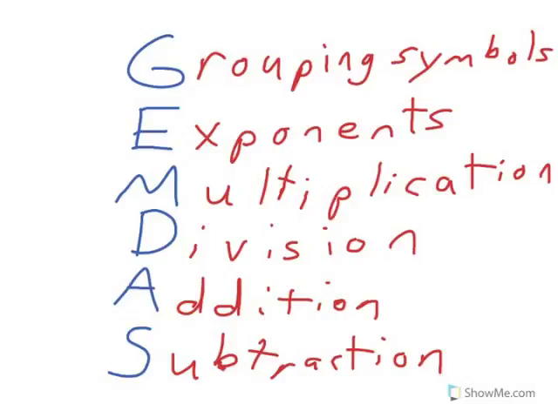One thing that we do have to remember is that we go through and do all the grouping symbols, then we do all of the exponents, then we do multiplication and division at the same time from left to right, and then finally addition and subtraction at the same time from left to right. That's where it can get a little bit tricky.